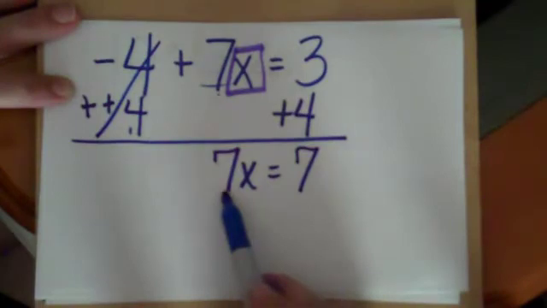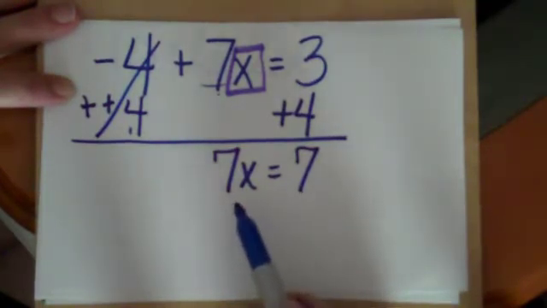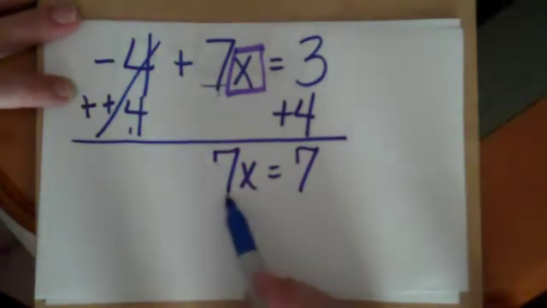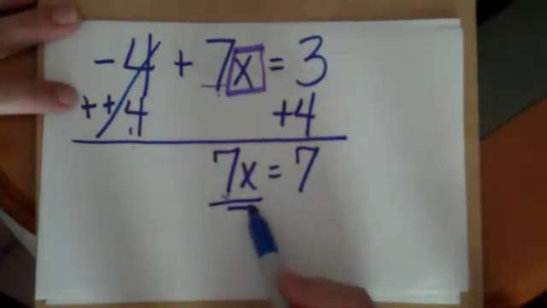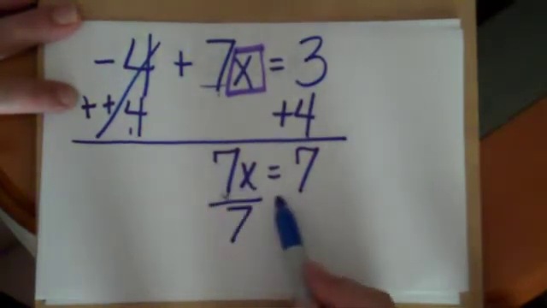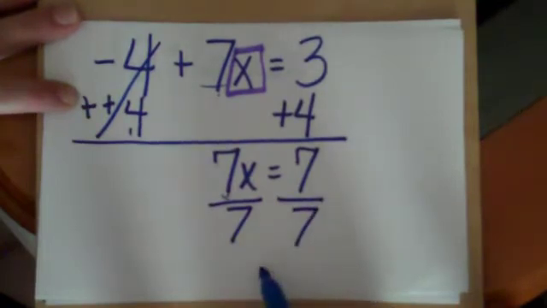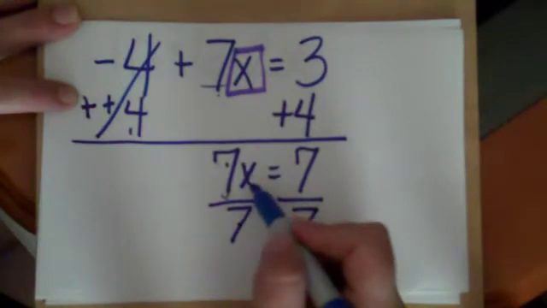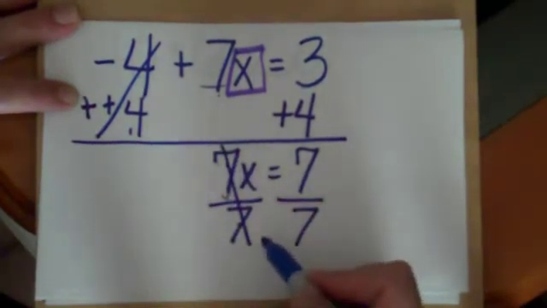Now, what's still over here with x that we still have to get rid of? This 7, right? How are we going to get rid of that 7? Well, they're multiplied, so the inverse would be to divide. If we do it to one side, we've got to do it to the other. What's 7 divided by 7? Well, that's 1. 1 times x would just be x, so we say it cancels.